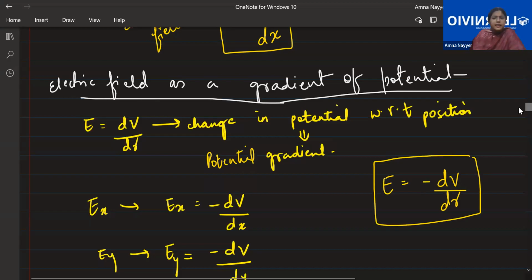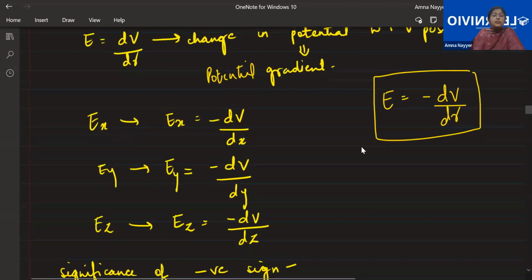Also, why this negative sign is present, I'll tell you here. There's a significance of the negative sign. Two important points are extracted from this formula. How E is dV by dx or dV by dr. I hope that is clear to you.